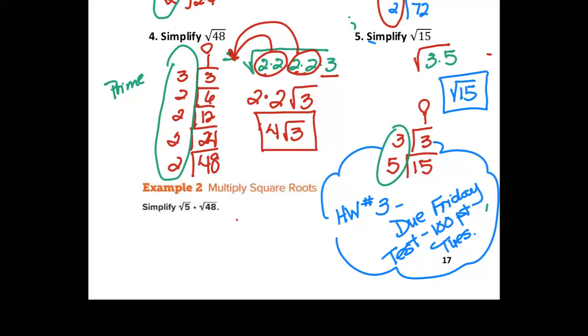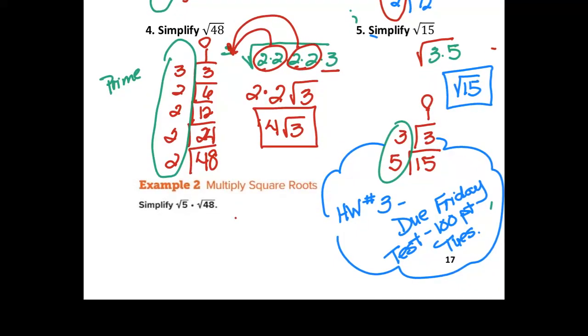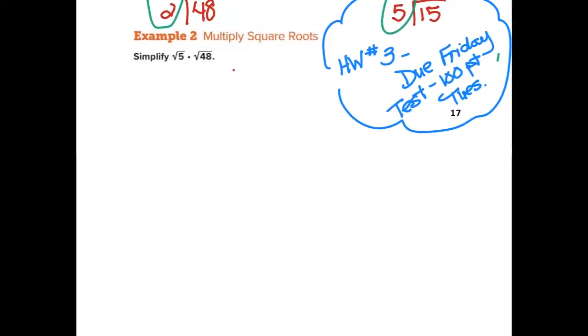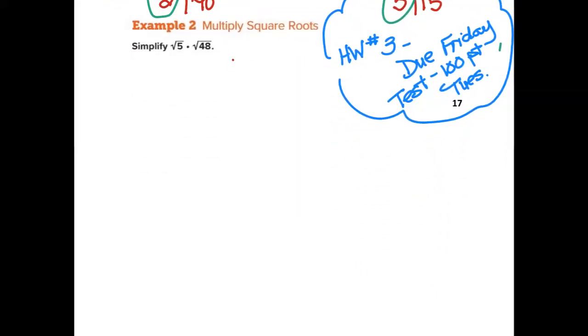On my page, it is the bottom of page 17. Looks like on yours it's the bottom of page 16. Okay? So I'm going to scoot this up. We need to simplify the square root of 5 times the square root of 48.